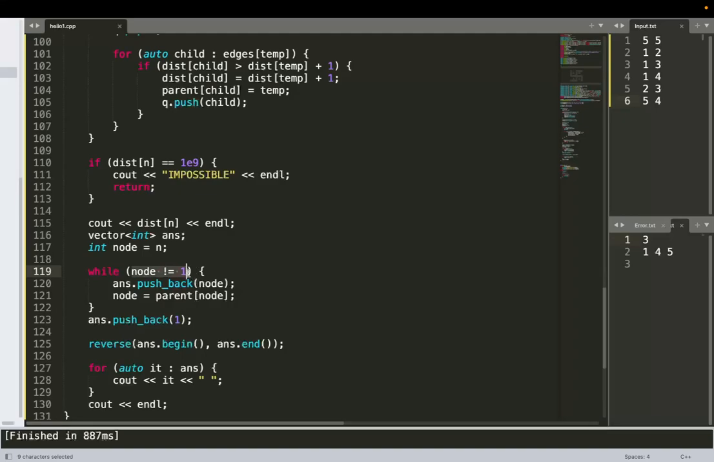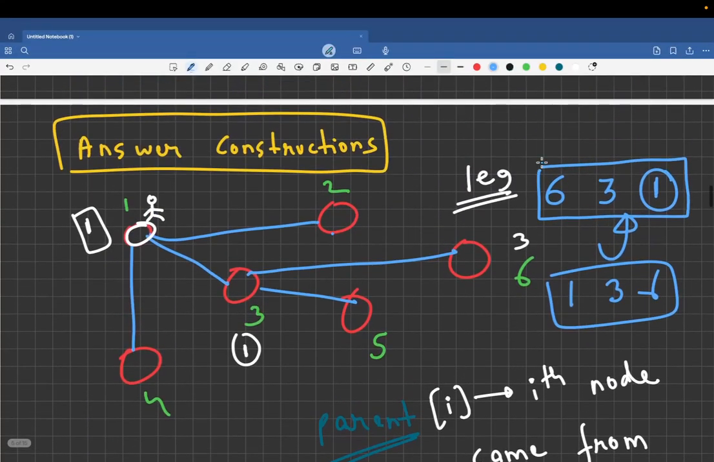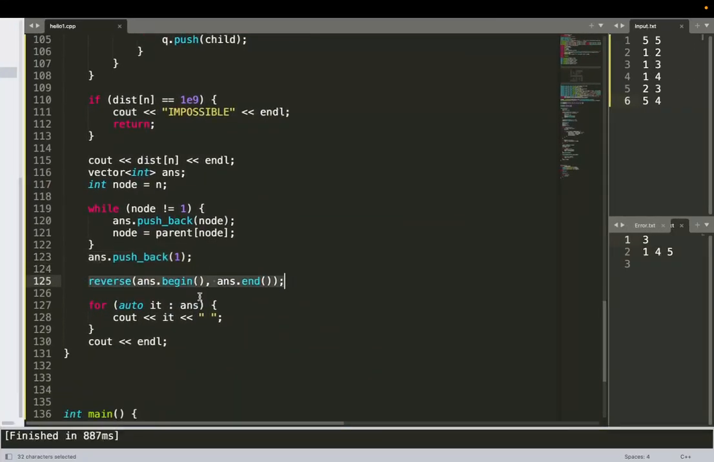While you don't get the node as 1, keep pushing back the node in the answer and update the node with its parent. You have run this while loop till your node was not equal to 1. Once your node becomes equal to 1, you break. So node 1 is still not pushed in your answer, so I simply push back 1 in the answer. My final answer will be the reverse of the answer vector, as discussed earlier. Like we were getting 631, but the answer was 136 because we want the path from start till the end. Whatever we have got till now is the path from end till the start, right? So simply reverse the answer, print it, a new line, and we will be good to go.